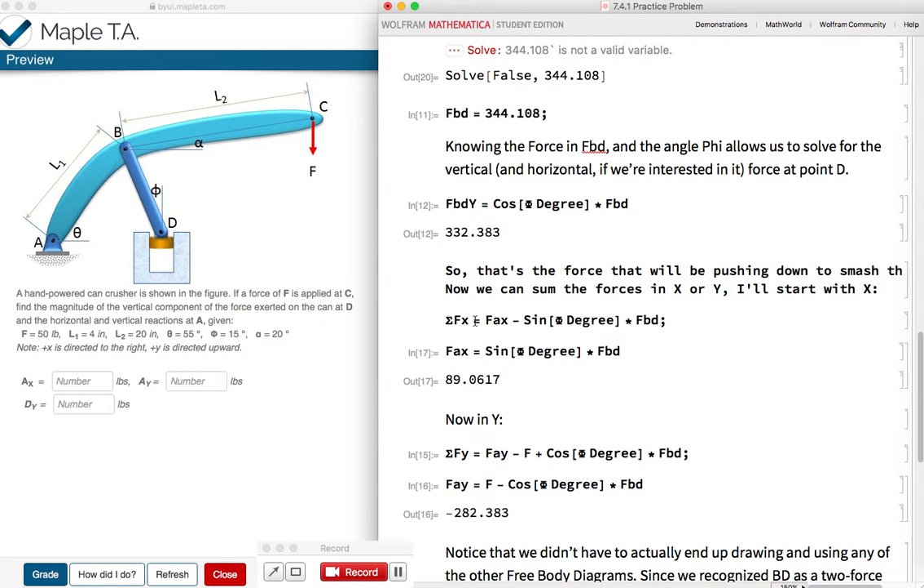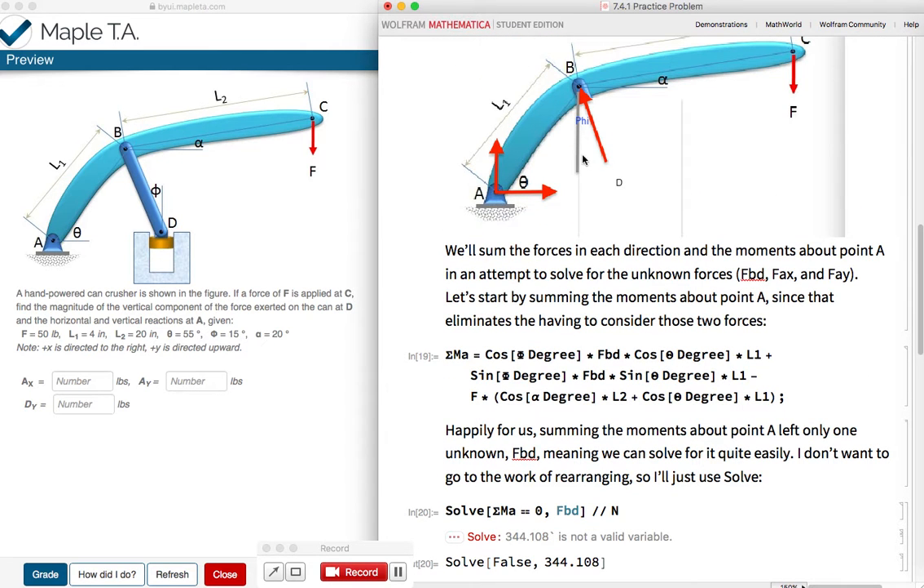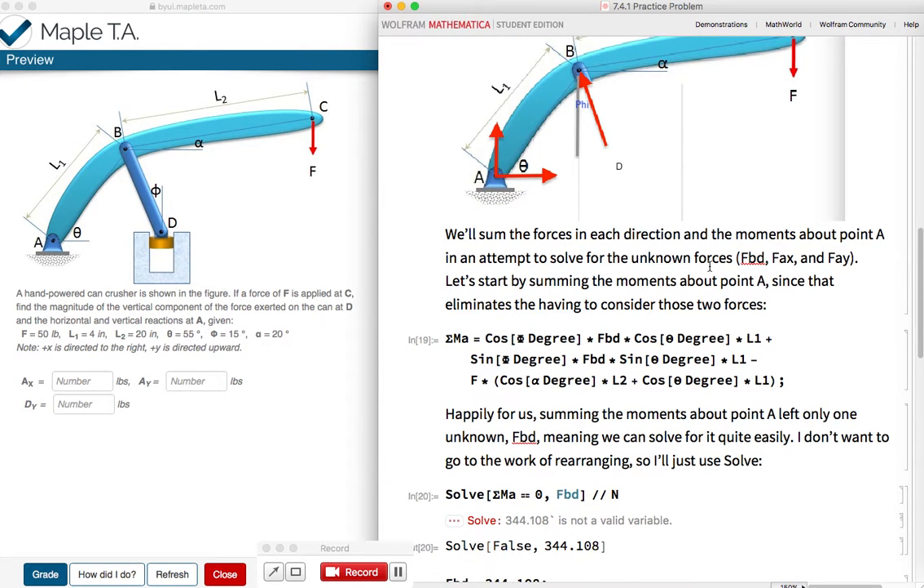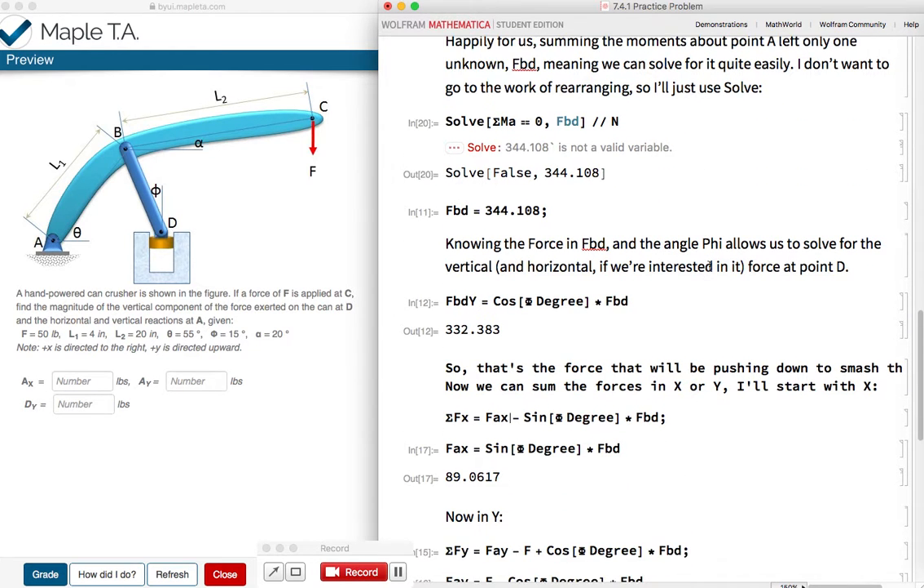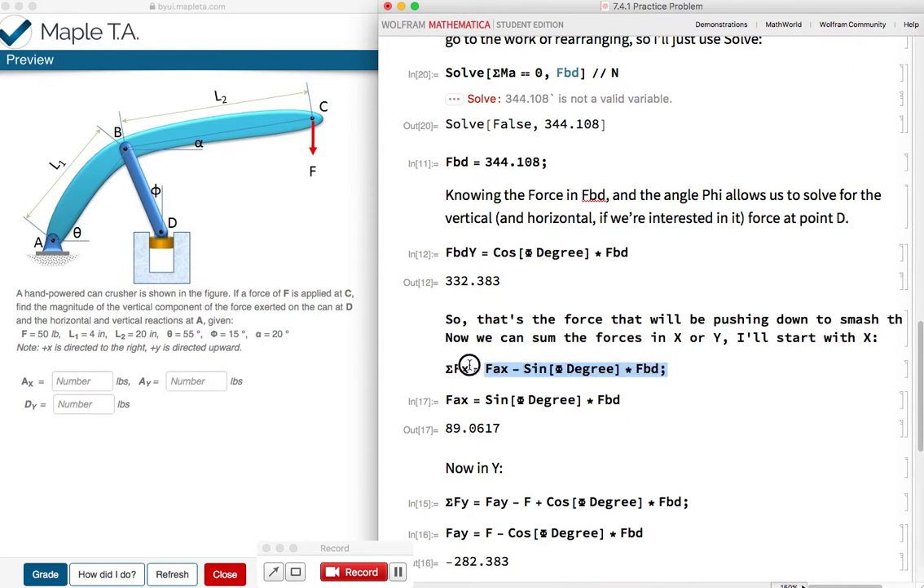So we sum the forces in the X direction. We've got FAX, which is unknown for us. I should have restarted that, so this would be blue for you. But anyway, that's unknown. And then we have the X component of FBD, which is the sine of phi times FBD. And since this is the only unknown and a really simple equation, I just rearranged it and said FAX is equal to sine of phi times FBD, and we get our answer.